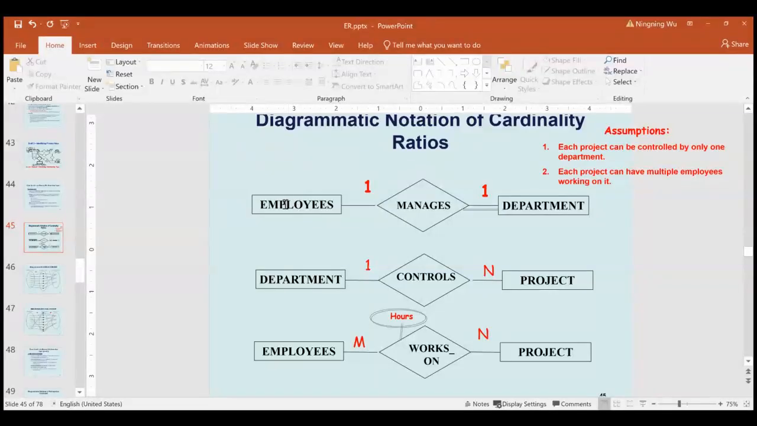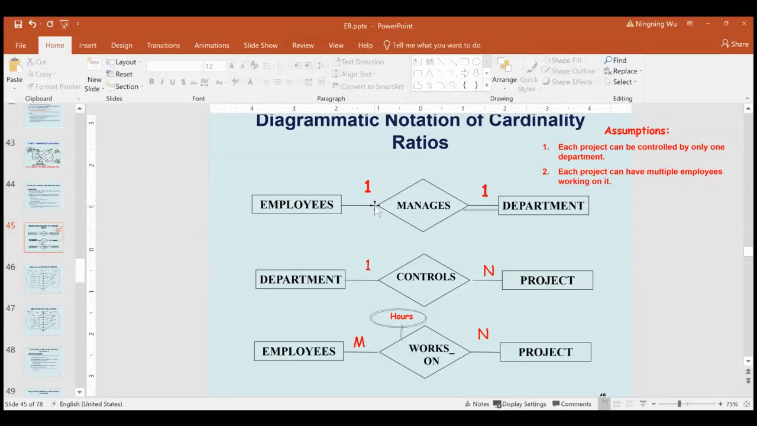If an employee is not a manager, he or she will not participate in the manager's relationship type. So that's why the minimum number of relationship instances an employee participates in will be 0. So 0 means partial. I was thinking about why it's called partial: because not all employees will participate in these managers. So that's why the employees' participation is partial.